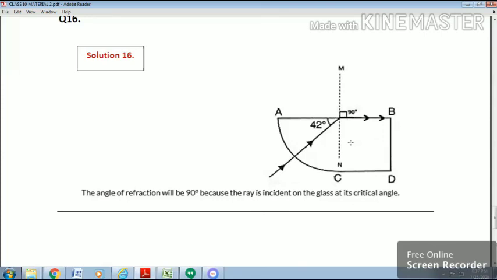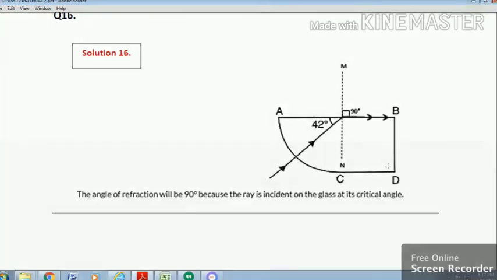Do this question and practice total internal reflection and critical angle.